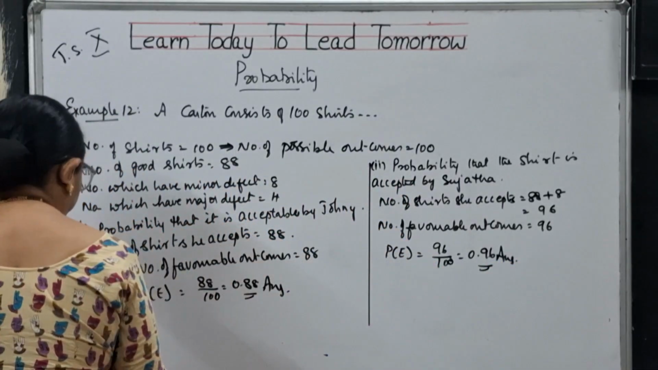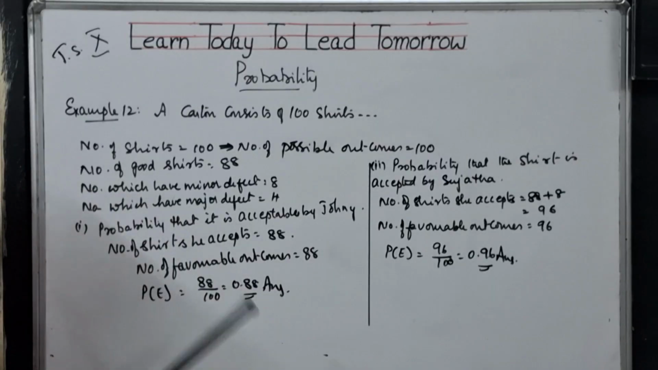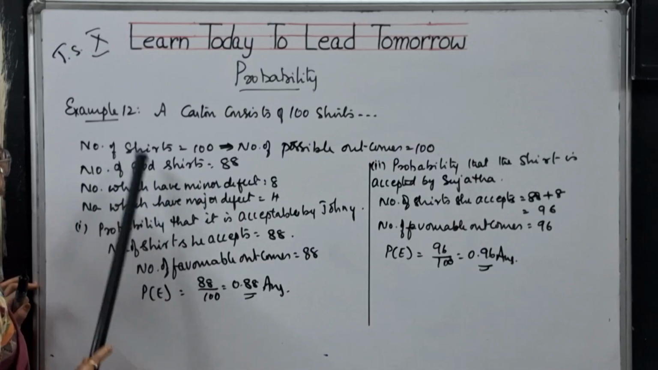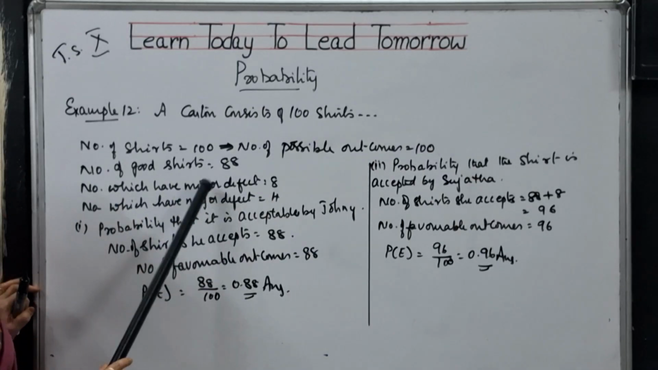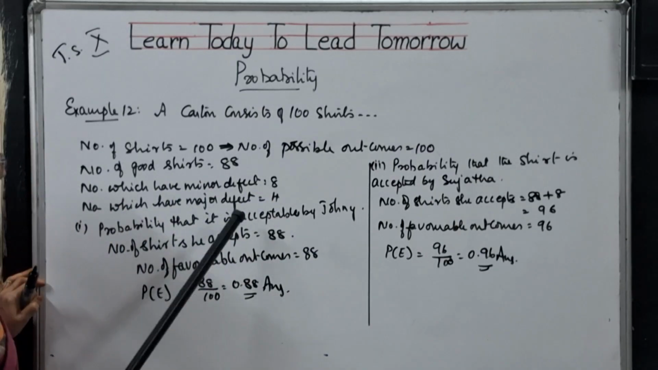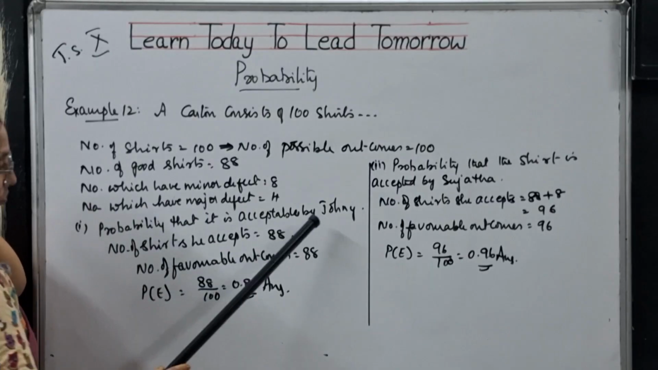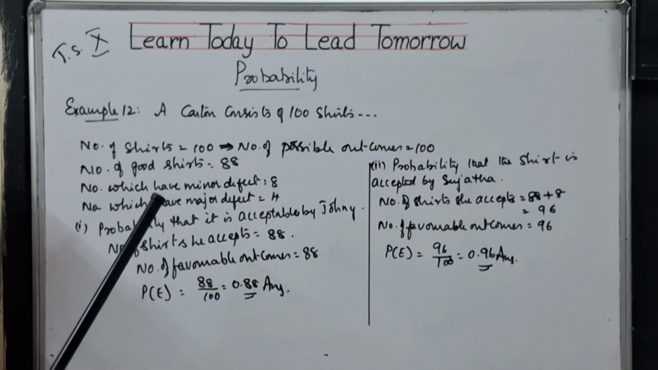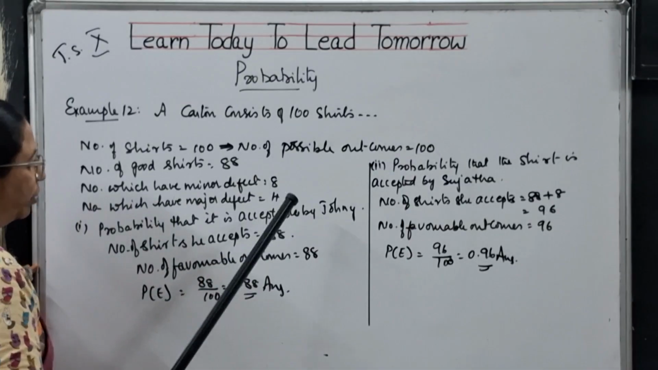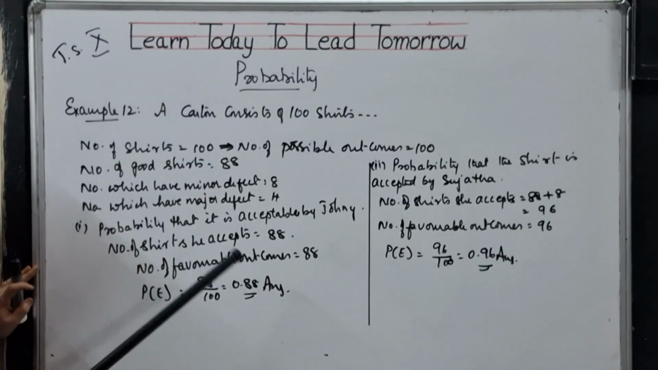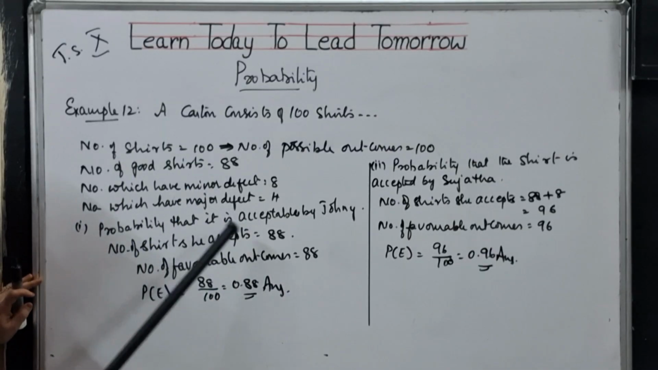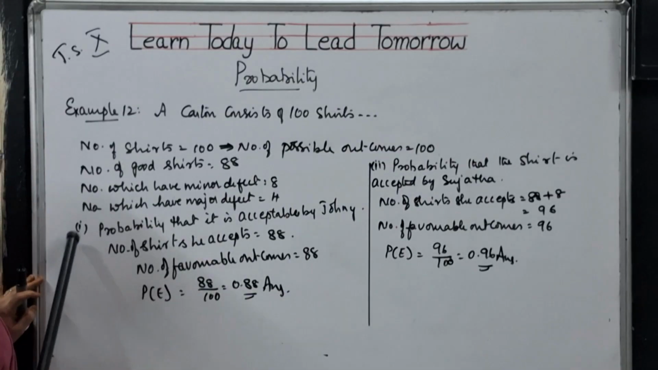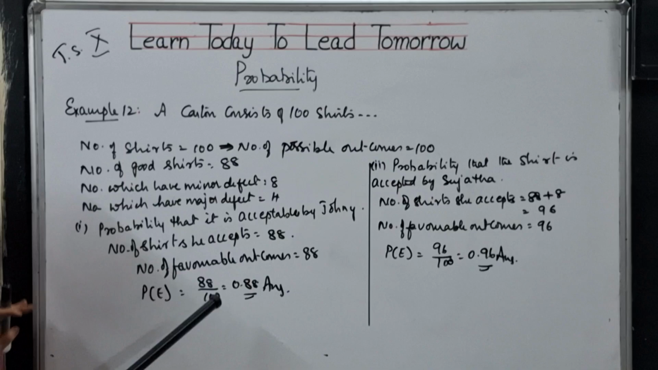So let me explain this once again. There is a carton which contains 100 shirts. In that, 88 shirts are in good condition, 8 have got minor defect, and 4 have got major defect. Two traders, one by name Johnny and one lady by name Sujata, went to purchase them. Then, if one shirt is removed from the carton, what is the probability that it is acceptable by Johnny or Sujata?